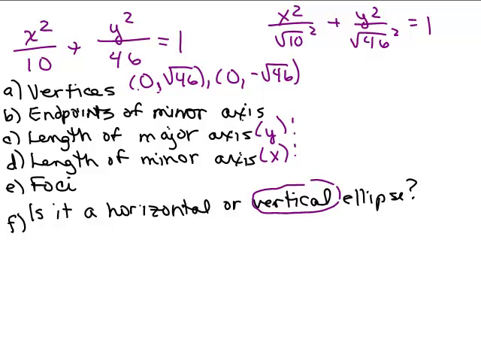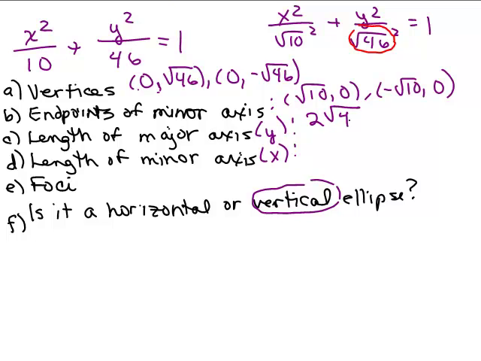All right, what about the endpoints on the minor axis? Then we're looking at what's underneath the x, and that's on the x-axis. So we'll have the square root of 10, 0, and the negative square root of 10, 0. Same reasoning. How about the length of the major axis? Okay, so the major axis, look under the y, you double this number right here. All right, so it's square root of 46. How do you double that? You just write 2 times square root of 46. And the length of the minor axis on the x-axis is 2 square roots of 10.